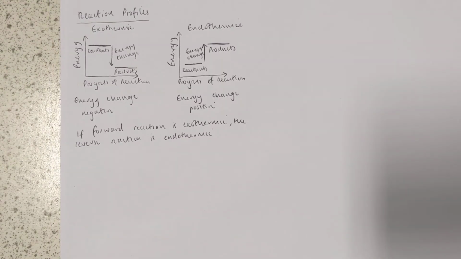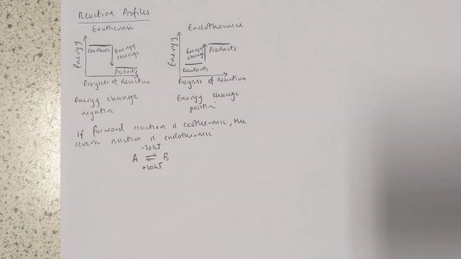One further point we can make about exothermic and endothermic reactions is for reversible reactions. So if the forward reaction of a reversible reaction is exothermic, you get it flipped when you go backwards. So the reverse reaction would be endothermic. That works both ways. If the forward reaction is endothermic, the reverse reaction would be exothermic.